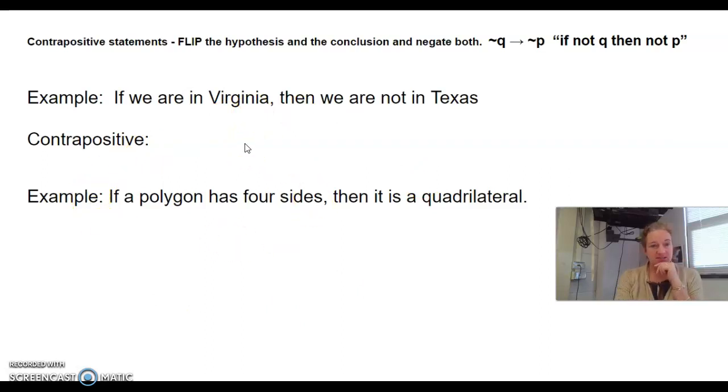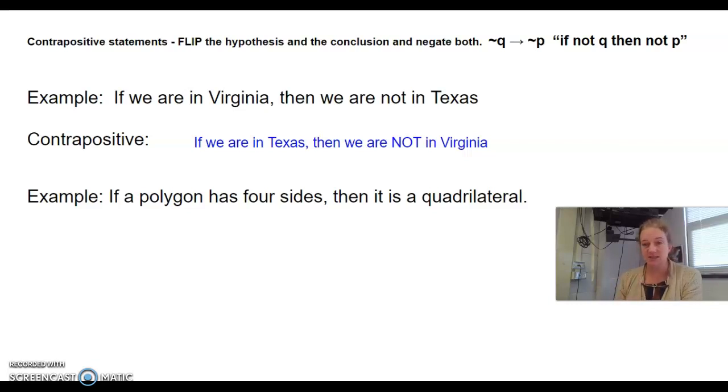Contrapositive statements. This is where I have to do everything. So I take my conditional statement, then I flip it, then I negate it. So it's everything together. So here's my conditional. If we are in Virginia, then we are not in Texas. So the contrapositive would be, I flip it, so Texas is now my hypothesis, and I negate it. If we are in Texas, because remember it was if we are not in Texas, so the nots cancel, then we are not in Virginia. So I flipped it, and then I negated both parts.